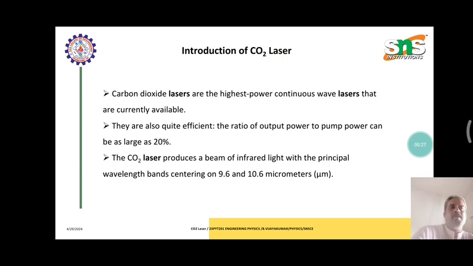So, the introduction of the CO2 laser, the carbon dioxide laser: it is the highest power continuous wave laser currently available. They are also quite efficient. The ratio of output power to pump power can be as large as 20%. The CO2 laser produces a beam of infrared light with the principal wavelength band centering on 9.6 to 10.6 micrometer.